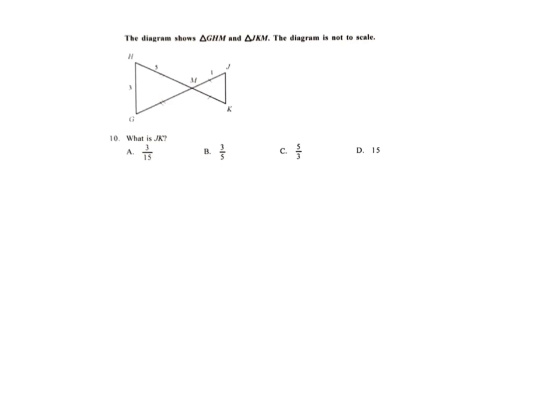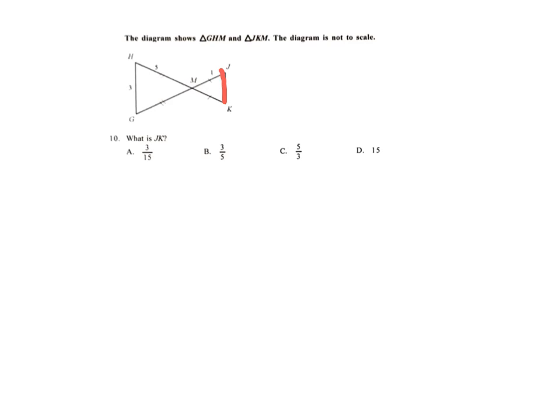All right, this is your final review number 10. It says the diagram shows triangle GHM and triangle JKM. The diagram is not to scale. We want to figure out what JK is. So we are looking for this length here, JK.